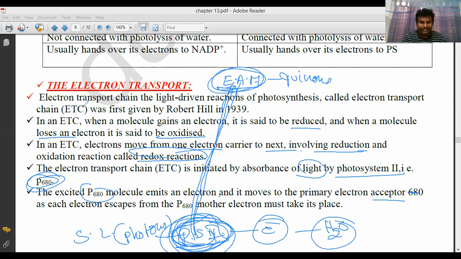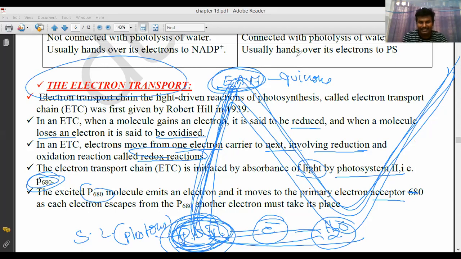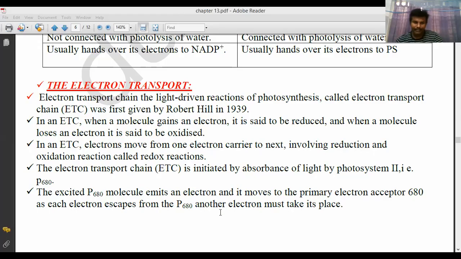So this process is the cyclic process. It happens continuously, like a jet stream. So that it is called the electron transport chain. Okay? That's it.